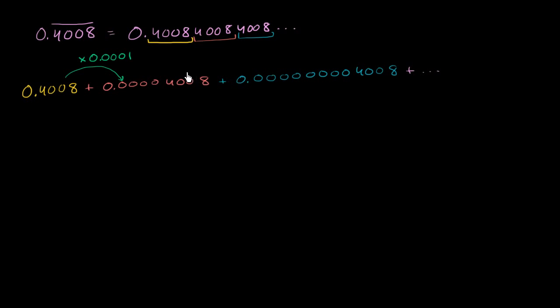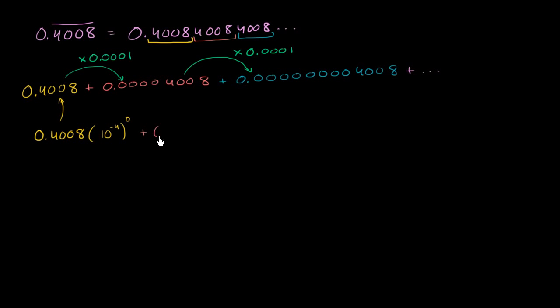To go from here to here, same thing. Move the decimal 4 places to the left. So once again, we're multiplying by 0.0001. And so it looks pretty clear that we have a common ratio of 10 to the negative fourth power. So we can rewrite all of this as 0.4008 times our common ratio of 10 to the negative fourth to the 0th power. So that gives us that right over there.